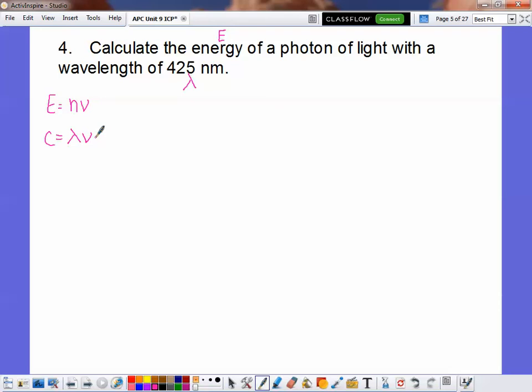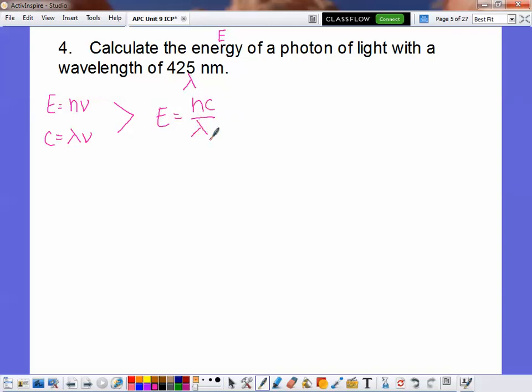You could, and now both of these formulas are on your formula sheet, okay? So you could solve for frequency in the c equals lambda nu formula and then plug that into the E equals h nu formula, which is perfectly fine. Or you can combine the two formulas, okay? And when you combine them, you get E equals hc over lambda.